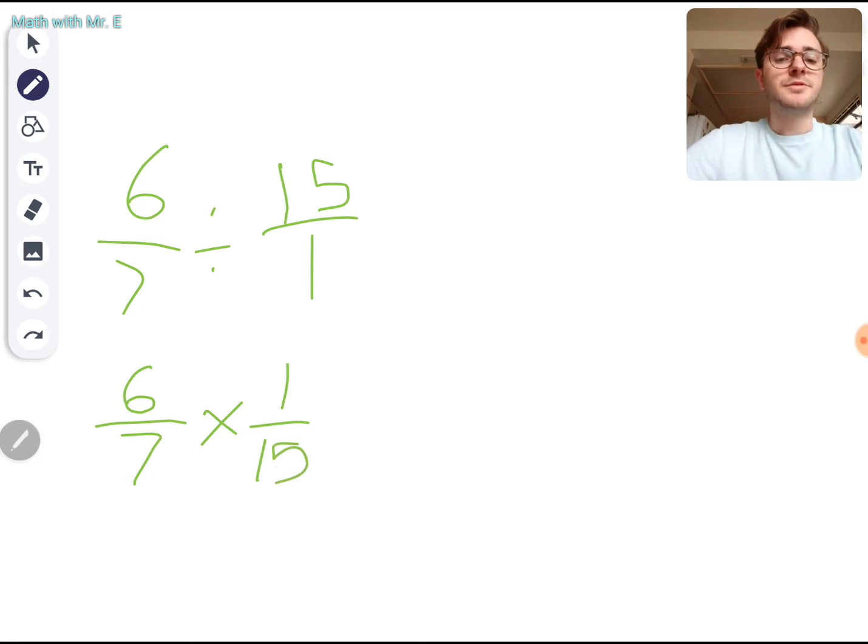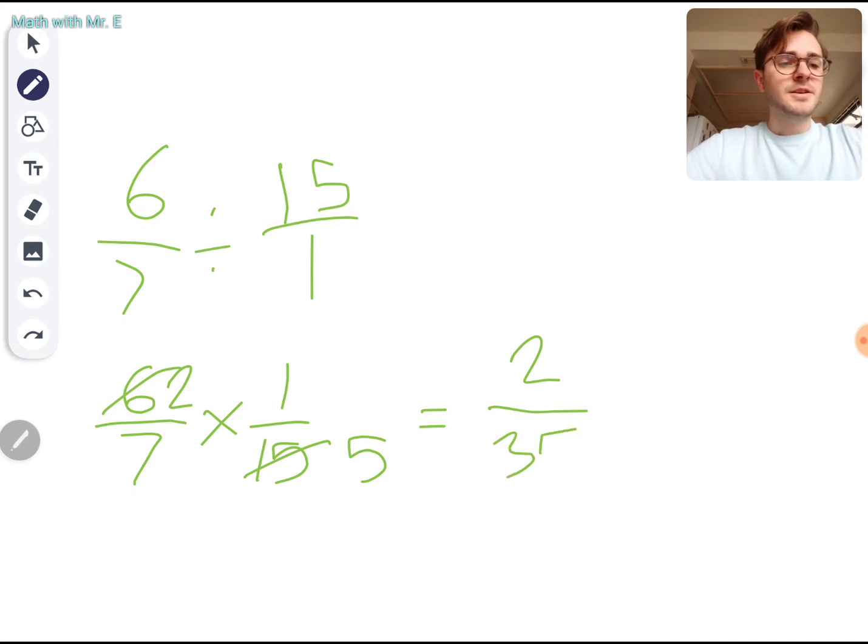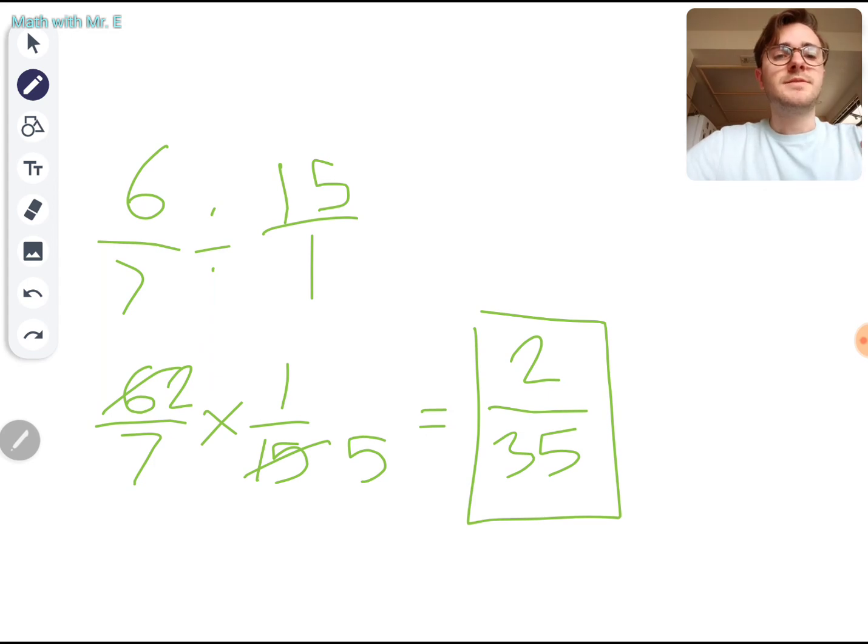Again, we can simplify beforehand, so we take 6 and 15, and I can see that their greatest common factor is 3. So 6 divided by 3 equals 2, and 15 divided by 3 equals 5. Then we've got 2 times 1, which is 2, and 7 times 5, which is 35. So 6/7 divided by 15 would equal 2/35. And that is how you divide a fraction by a whole number.